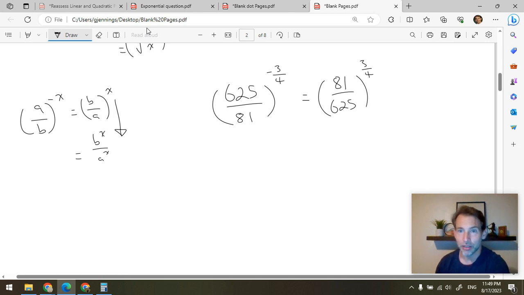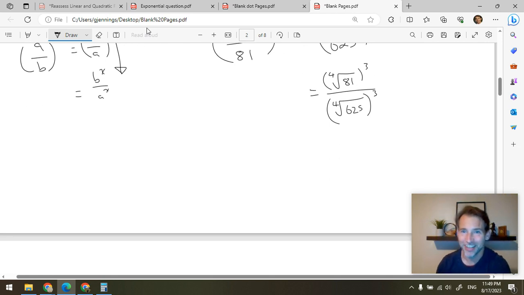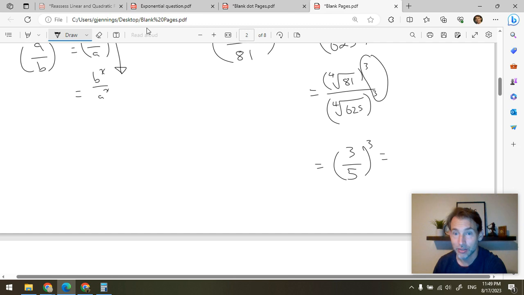Okay, and now we're going to write this in radical form. So this is the fourth root of 81, all raised to the power 3, divided by the fourth root of 625, all raised to the power 3. The fourth root of 81 is 3. The fourth root of 625 is 5. And we're going to cube this thing, because it's all being raised to the power 3. So that's the same thing as 3 cubed over 5 cubed, and that's the same thing as 27 over 125.